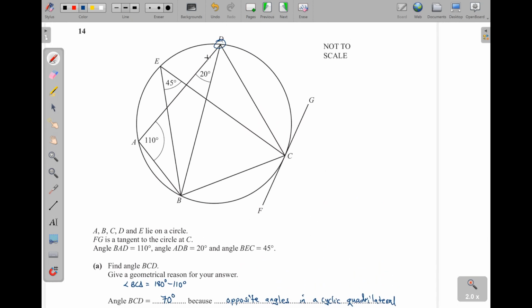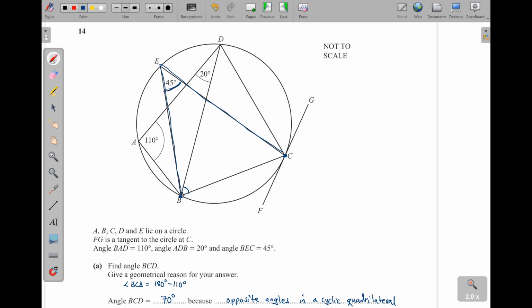Then part B, Roman 1, find angle DBC. Angle DBC. So the one they want is actually this one here. Now, there is something we need to recognize here. If you look at point B and point C, and then you follow this one here, there is this angle which is formed at the circumference here. This is 45 degrees, okay?